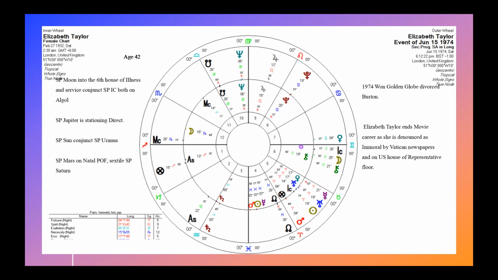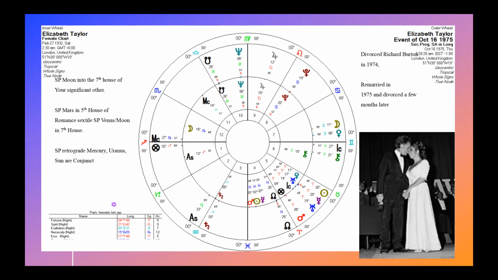Yeah, because relationships and her public reputation, the 10th house ruled by Mercury and the 7th house ruled by Mercury, are causing issues at this time. And that moon IC, the IC is the most private area of our chart, on Algol, as Donna said. She's seen as a bit of a scarlet woman. And then with the second progressed moon into the 7th house of your significant other, the second progressed Mars in the 5th house of romance is sextiling the second progressed Venus moon in the 7th house.